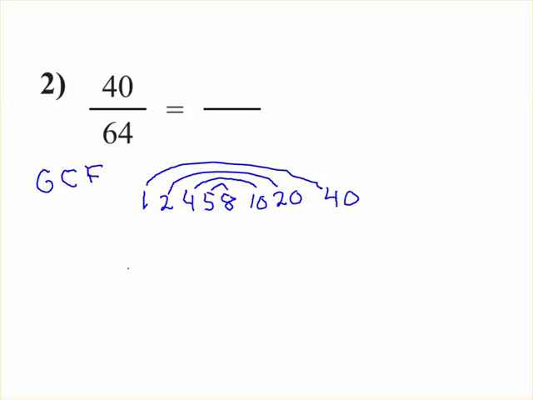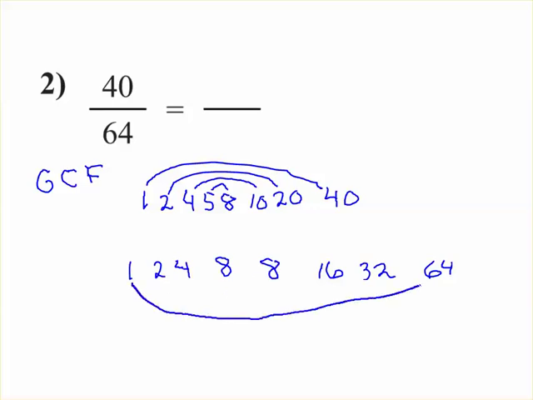Now let's go find the factors of 64. 1 and 64. 2 and 32. 3 and nothing. 4, whoops, and 16. 5 and nothing. 6 and nothing. 7 and nothing. But how about 8 times 8? Right? So you could make 64 by going 1 times 64, 2 times 32, 4 times 16, or 8 times 8.